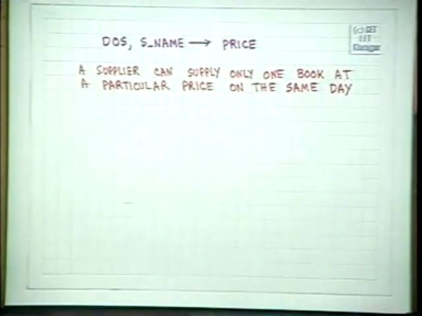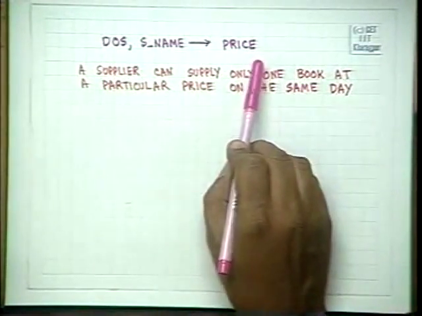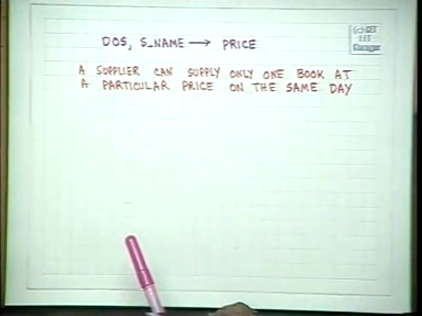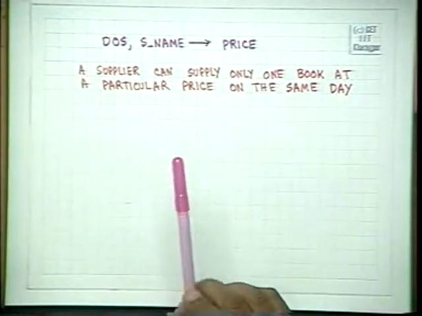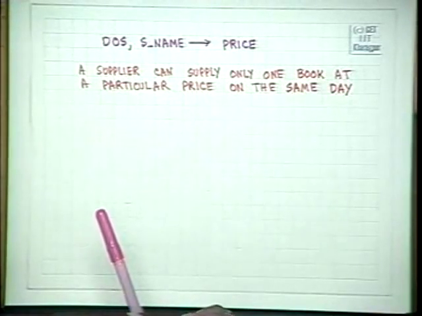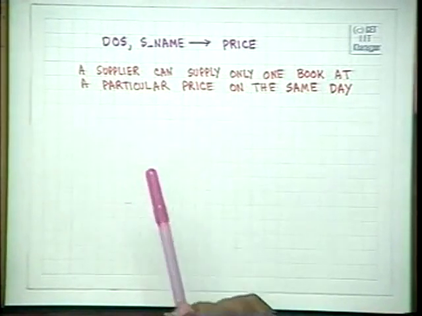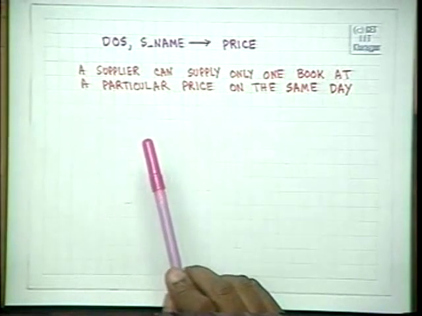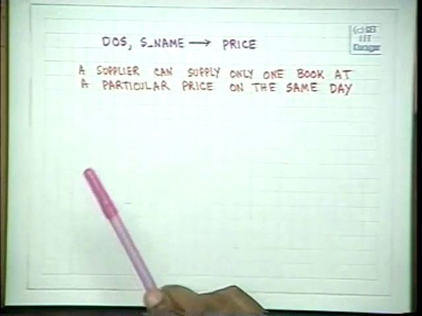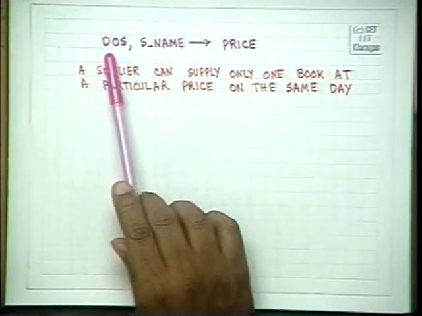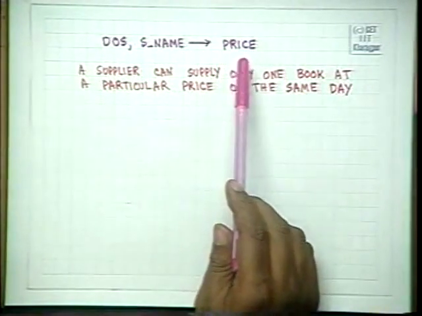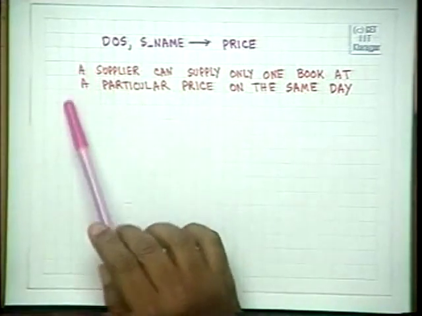We have not got our answer. What we have got here by this is that a supplier can supply only one book at a particular price on the same day. But the point is, using this idea of a functional dependency, we can have constraints which are not necessarily based on the concept of a primary key, and constraints which are not based even on a candidate key, because neither is date of supply nor supplier name a candidate key or any other key of the whole relation. It just means something else.